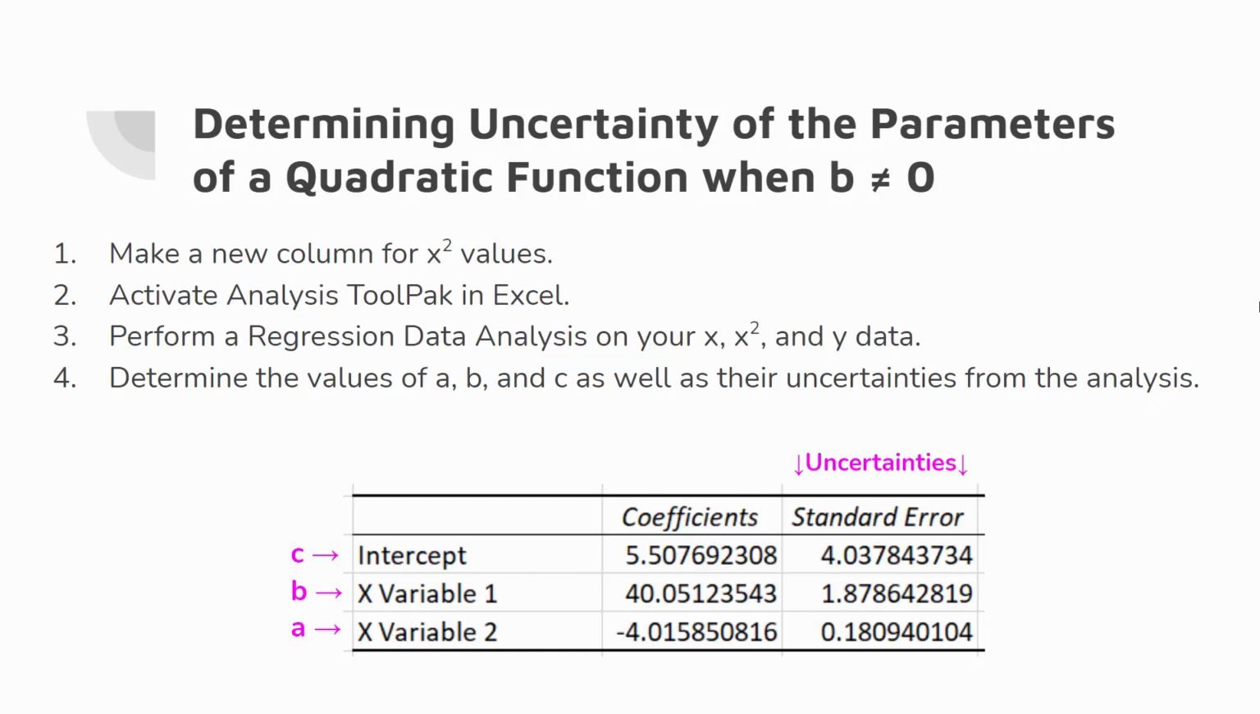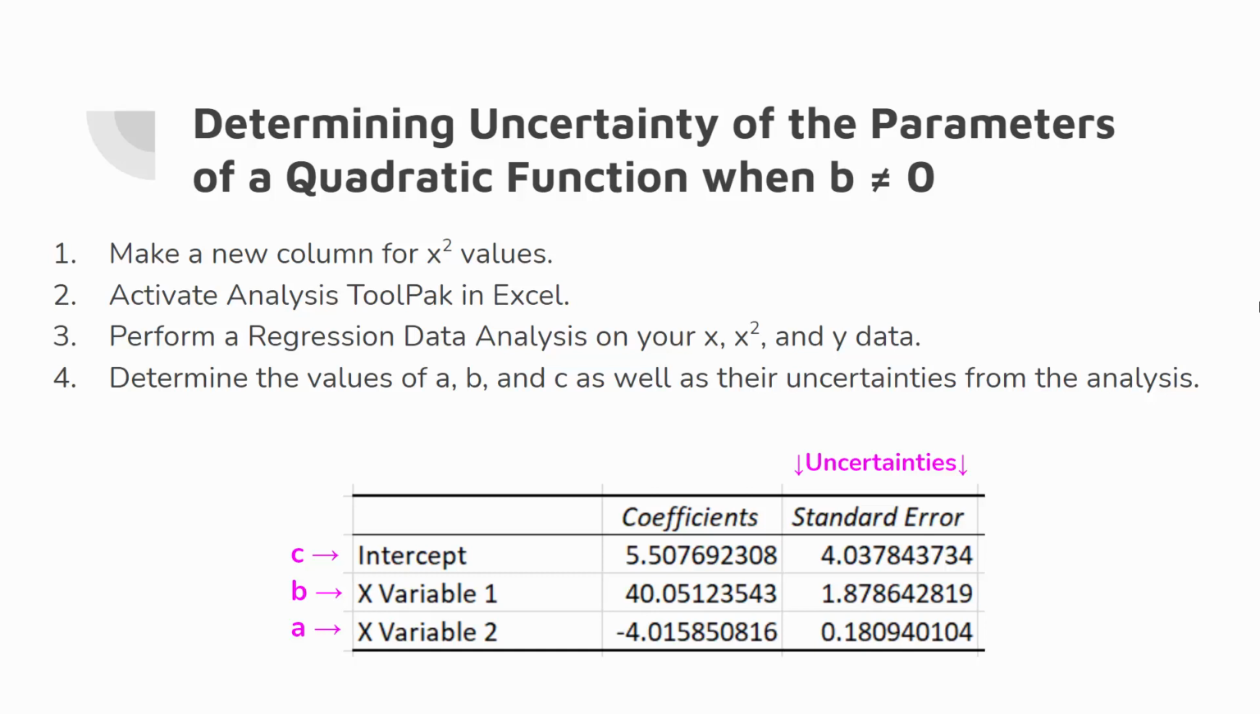Here's how we're going to figure out the uncertainties in the a, b, and c parameters. I'm going to show an example of all of this, but I want to lay out the instructions. The first thing you're going to do is make a new column for your x squared values. So you have your x values, you'll make a new column, and in that column include the values of x squared.